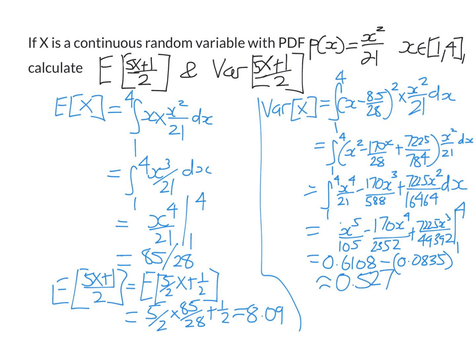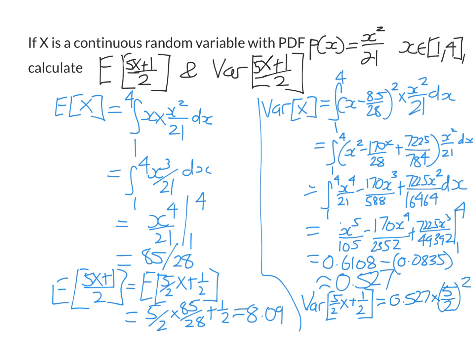but now that I've calculated variance of x, it's really easy to calculate the variance of 5x plus 1 on 2. Again, I'm going to write it like this to make it easy for myself. Now it's in ax plus b form. Remember, this plus a half doesn't affect or change the variance at all. And this number in front of x, we have to square it and multiply by the variance of x. So this variance will be the original variance, not times 5 over 2, but times 5 over 2 squared.